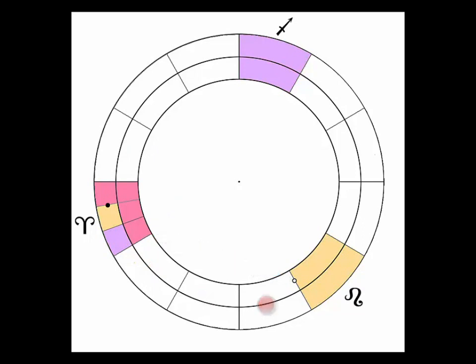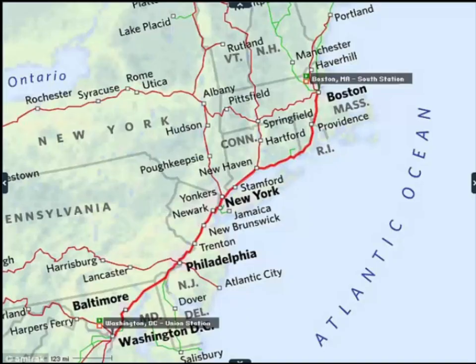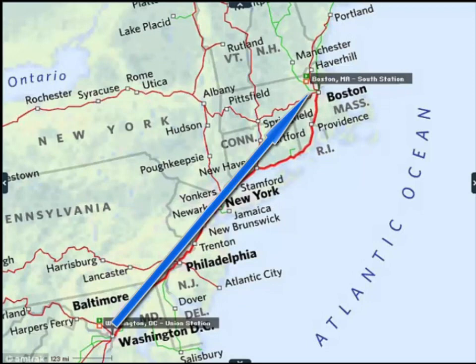And I always like to justify a new astrological concept by relating it to a real life situation, if possible. If I wanted to take a train from Washington to Boston, I could take the local, which would stop in all the little stops along the way, like Philadelphia, Trenton, New Brunswick, Newark, Yonkers, Stamford, and so on. Or I could take an express train, which would only stop in Philadelphia, New York, and then Boston. In other words, it would skip over Trenton, New Brunswick, Newark, Yonkers, and so on.